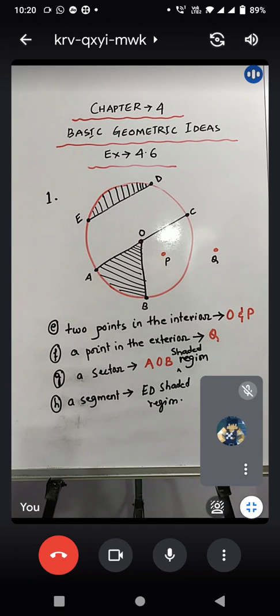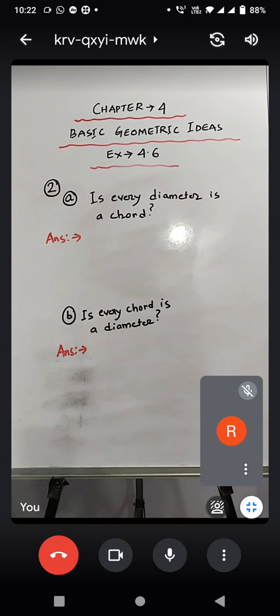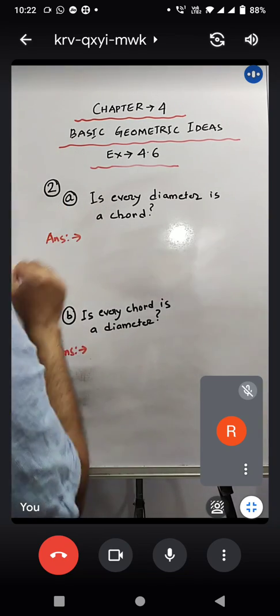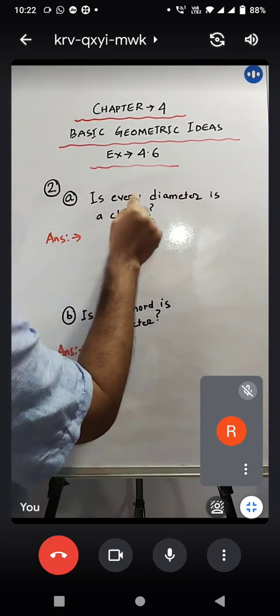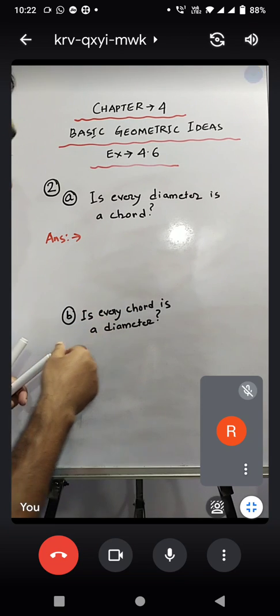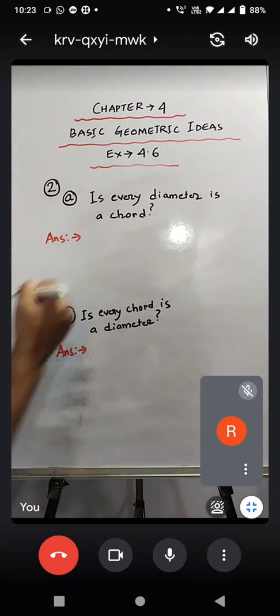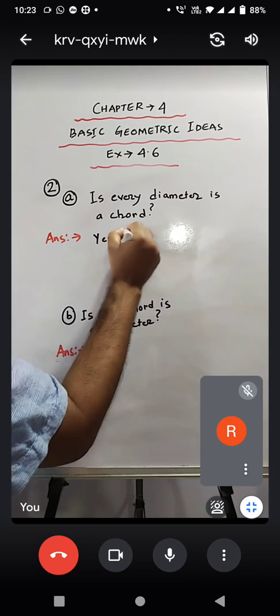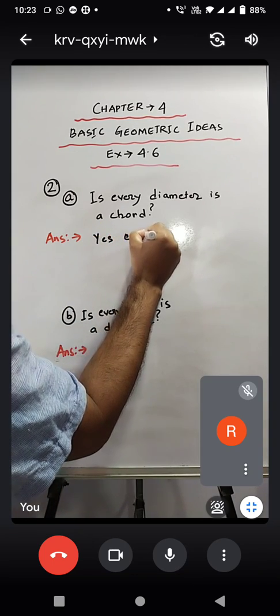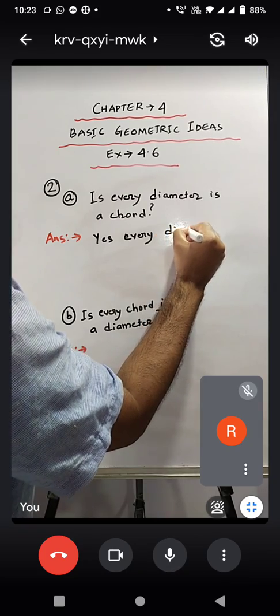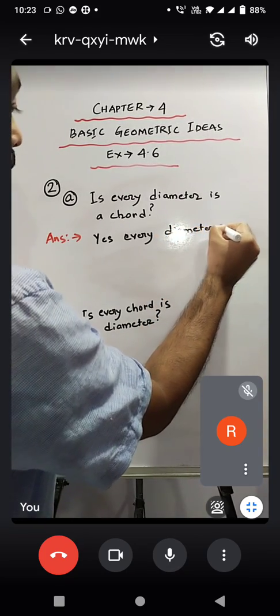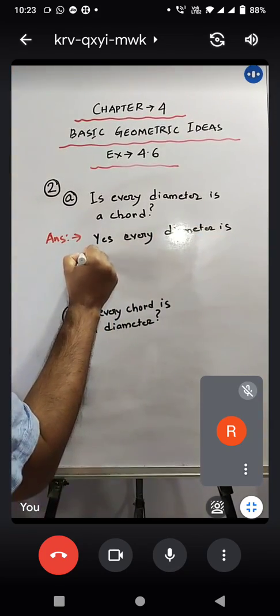So let's go to question number 2. Here is question number 2. We have two questions in question number 2. The first question is, is every diameter a chord? So we'll say yes. Yes, every diameter is also a chord.